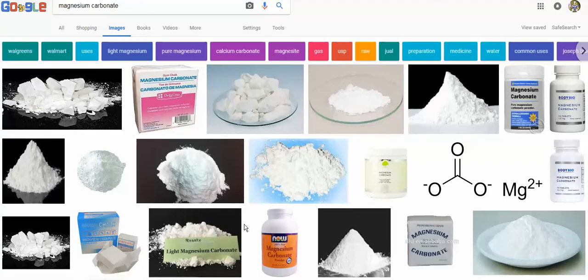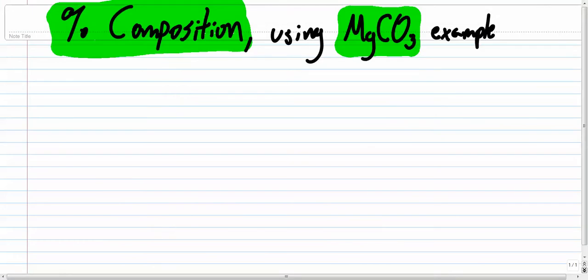What does it look like? It's this white powdery stuff. And so, again, my goal is to figure out how much of this magnesium carbonate is magnesium, how much of it is carbon, and how much of it is oxygen, because those are the three elements that make it up: magnesium, carbon, and oxygen. Just by looking at this chemical formula here, we see that nobody writes this little 1 here. We don't do that. But we see we've got one magnesium atom, we've got one carbon atom, and it looks like we've got 3 oxygen atoms. So every particle of magnesium carbonate has one of these, and 3 of these.